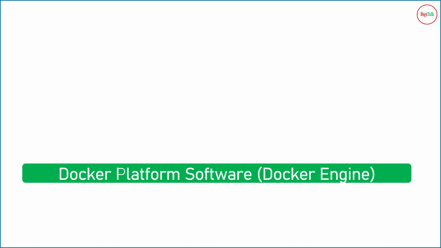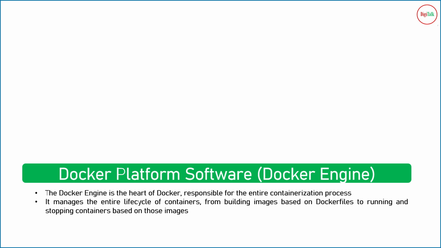Now you have the Docker platform software, which is also called the Docker engine. The Docker engine is the heart of Docker, and it is responsible for the entire containerization process. It manages the entire life cycle of containers, from building images based on Dockerfiles to running and stopping containers based on those images. That means it is the base software or engine which operates your complete Docker and all the containers. All the operations you do, whether starting a container, stopping a container, building your own images, or pulling pre-built images, whatever work you do in Docker is executed with the help of the Docker engine.